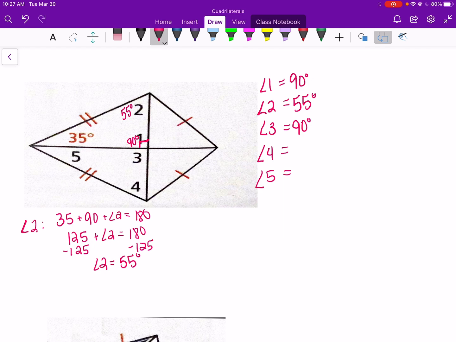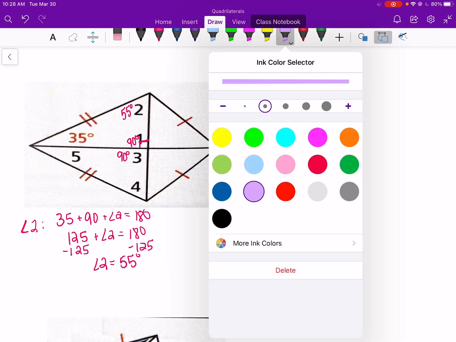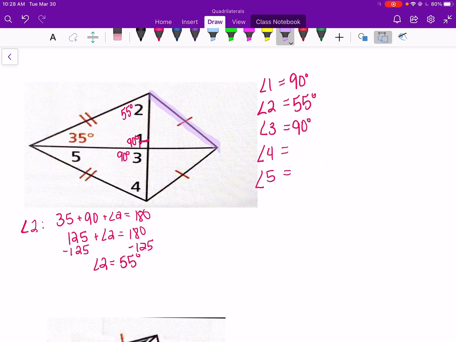So that leaves us with angle 4 and angle 5. Well, we know angle 3 is 90. And we need to figure out what we know about angle 4 or angle 5. So I'm going to do some highlighting. First of all, we know that this side is congruent to this side, because it tells us that's what those single marks mean, congruent. And then we also know that this side is congruent to this side.